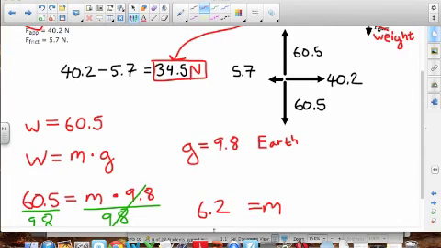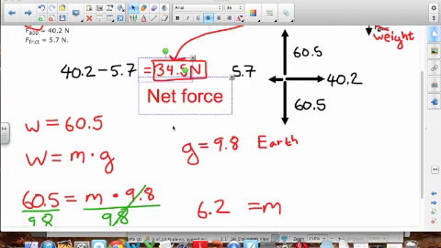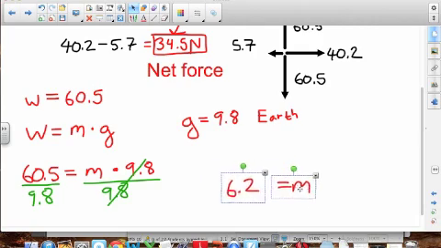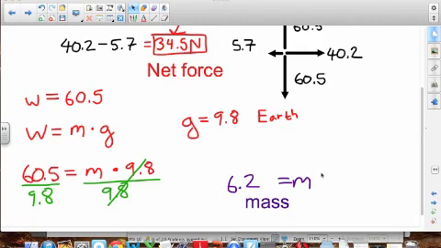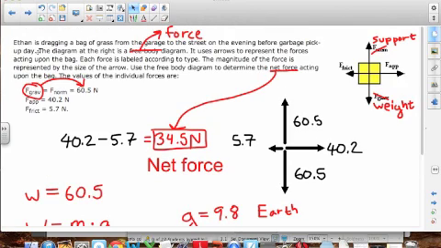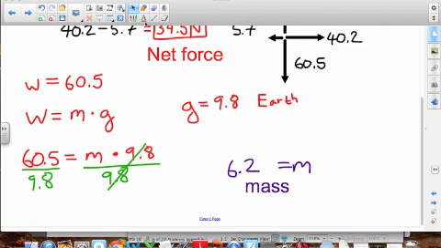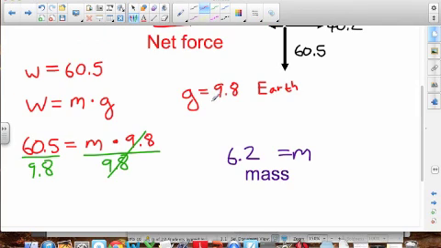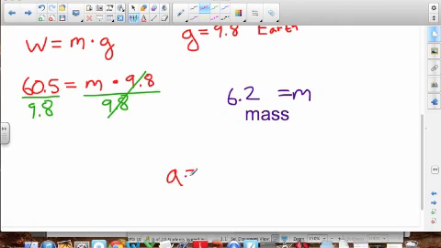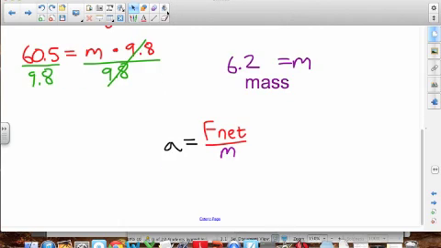So if that is the mass, and this is the net force, let me spell that out. And this is the mass, which we just found. That means that we can find what the acceleration of this bag of grass is, because we have the net force and we have the mass. Recall that Newton's second law says that the acceleration of an object is equal to the net force divided by the mass. So this is a very easy calculation that we can do.